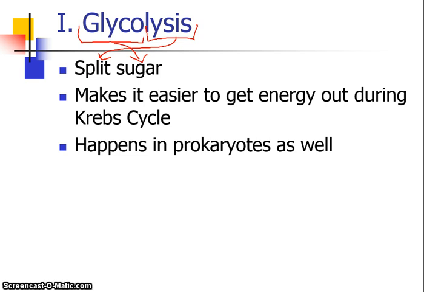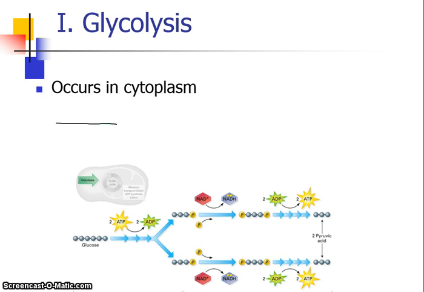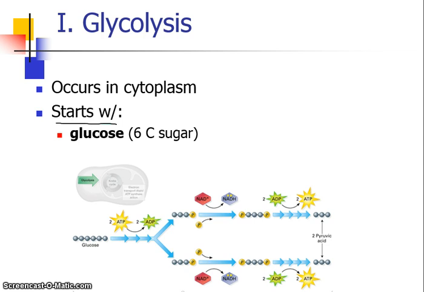Again, this happens in prokaryotes as well. It is not done in the mitochondria. So if it's not in the mitochondria, you might say, well, where does it happen? It happens in the cytoplasm, so in that fluid-filled space anywhere within the cell. I'm going to start with a glucose, and you can see that represented down in the lower left with the dark spheres.